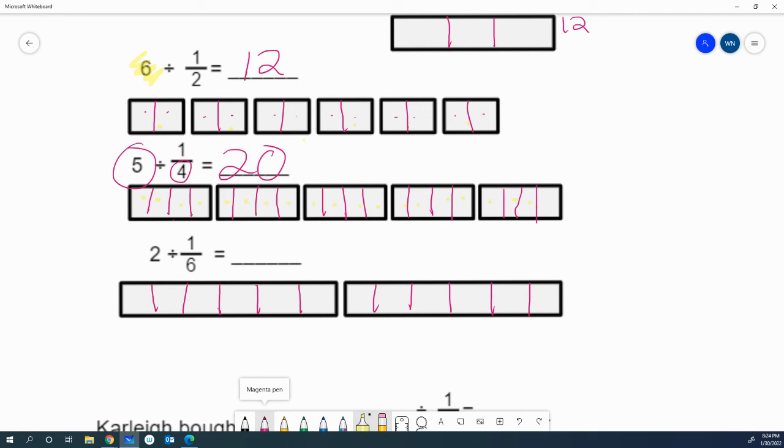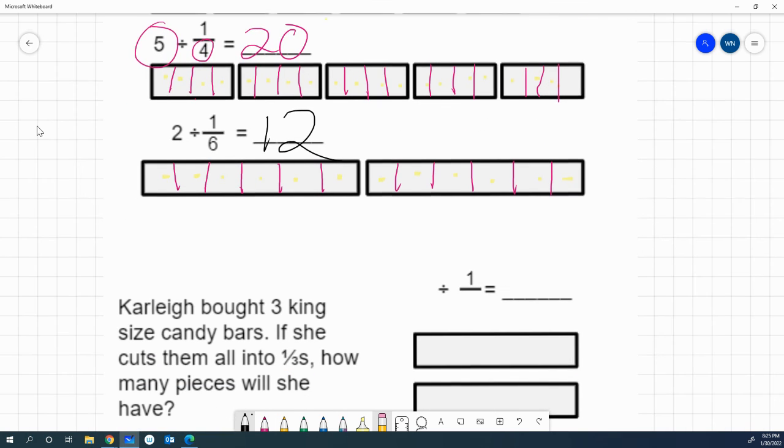Now we just need to count up how many pieces we have. 1, 2, 3, 4, 5, 6, 7, 8, 9, 10, 11, 12. Beautiful. Your answer is 12. I hope you got the same answer I did. Let's move on to the last question.